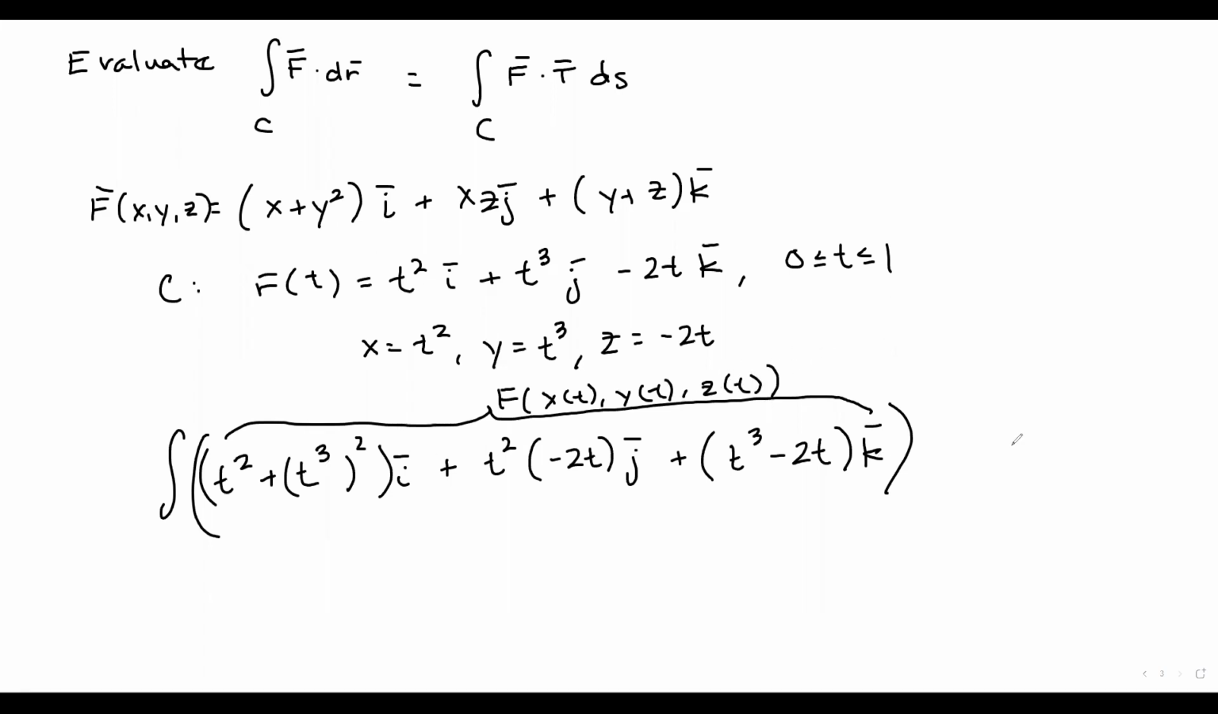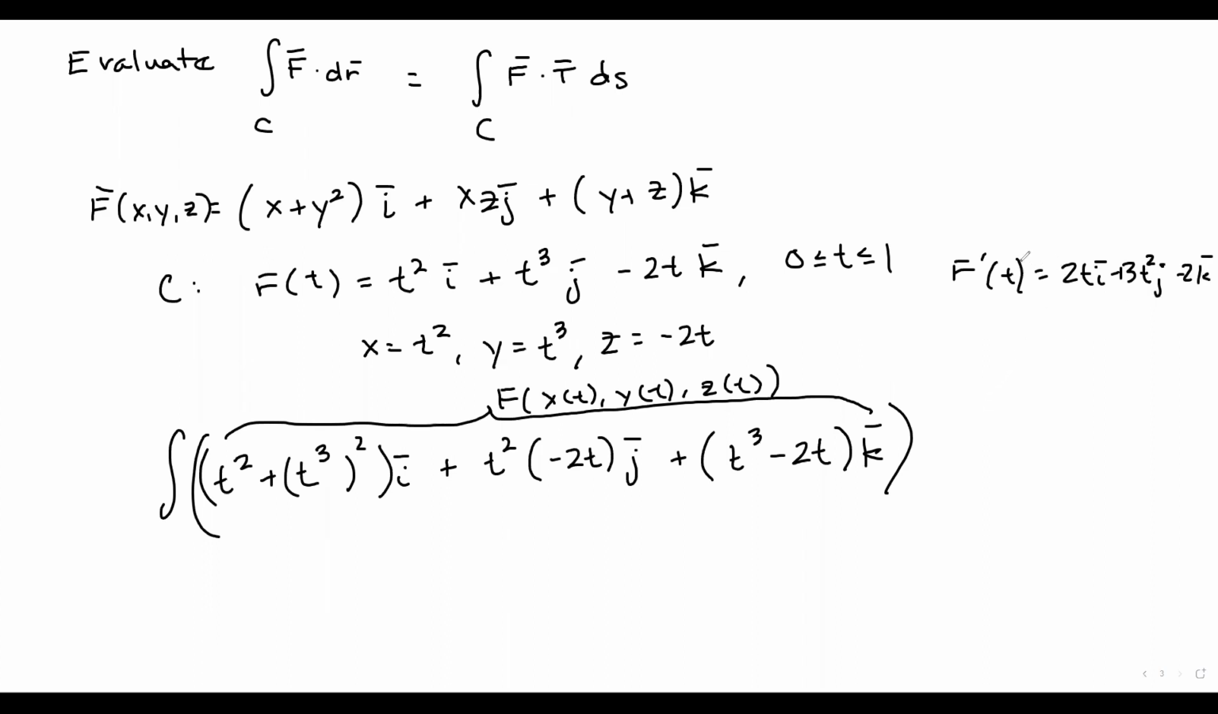All right, that's all that, and then the rest is, so we've got that's the f. So the dr, we need to go through, and to find dr, you need to find r prime. All right, and so we could do that. The derivative, that's going to be 2t i plus 3t squared j minus 2k.